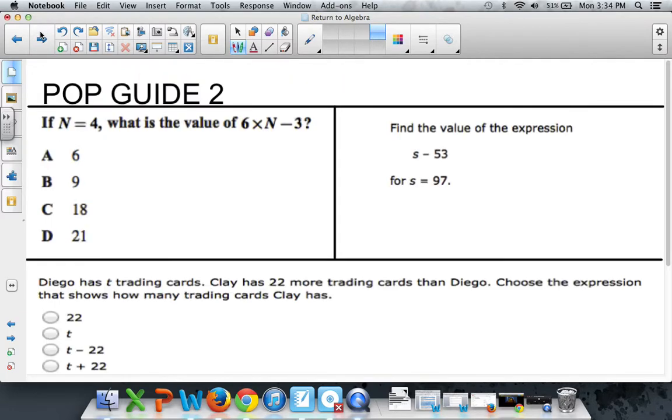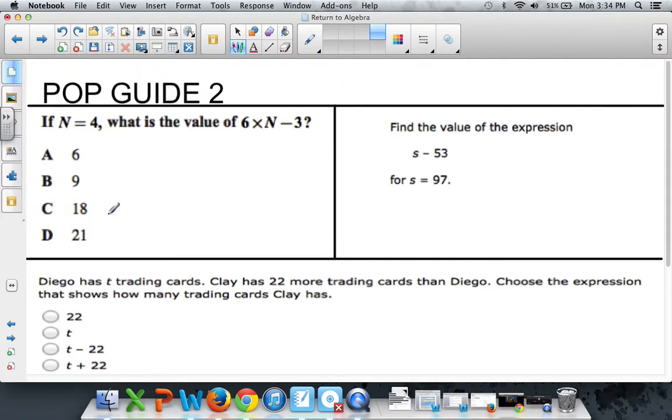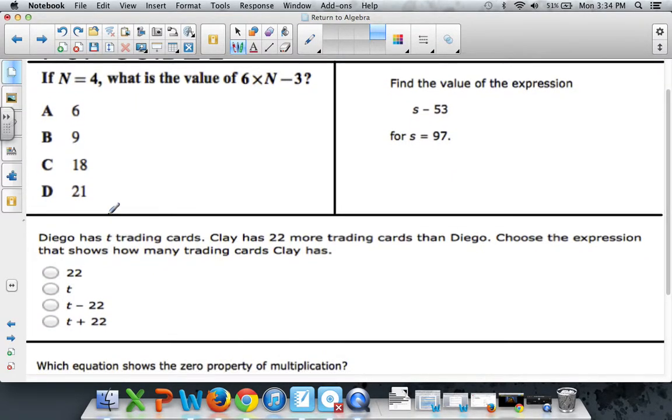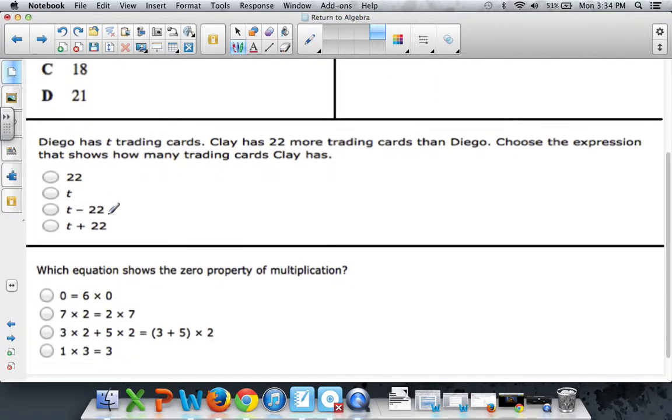Oh, almost forgot. Here's your pop guide number 2, if you want to try to get ahead. You know, it's not so bad. It's the same kind of stuff I've been showing you. You just got to figure it out on your own a little bit.